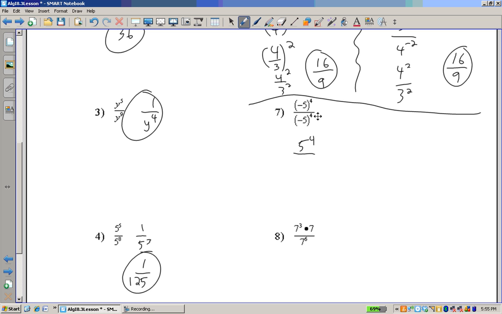Same thing on the bottom, negative 5 in parentheses. If it were not in parentheses, the whole thing would be negative. Excuse me again. So there are 4 negatives. That leaves an even number of negatives, which means the whole thing is positive. 5 to the 4th power divided by 5 to the 4th power.